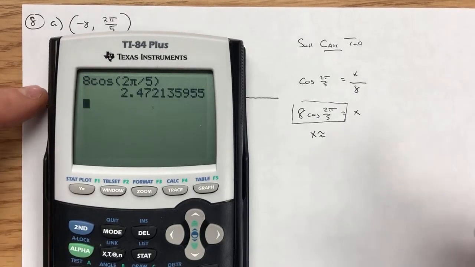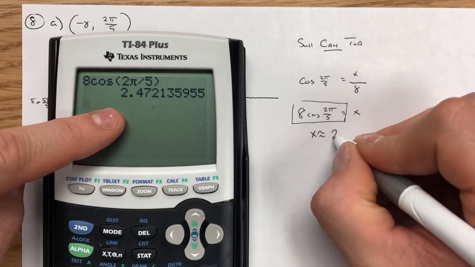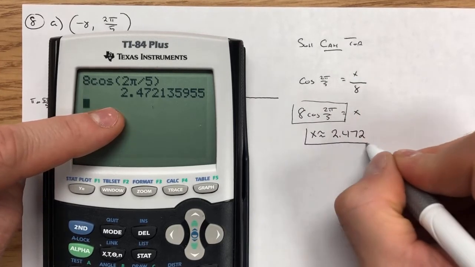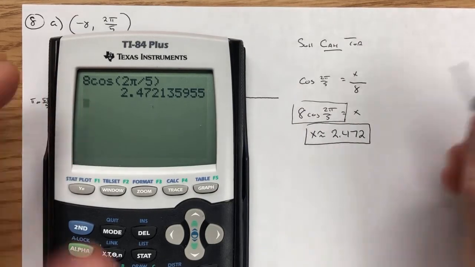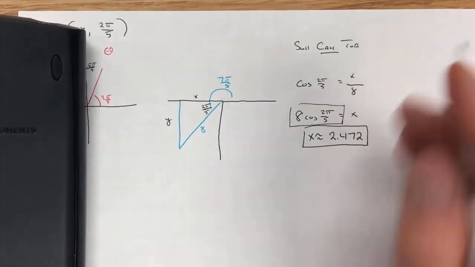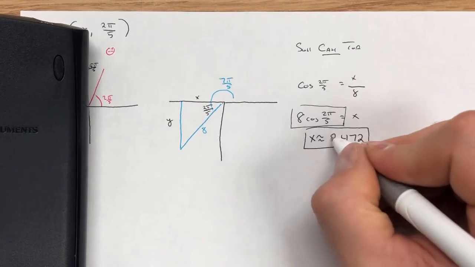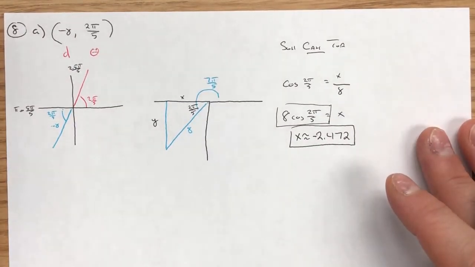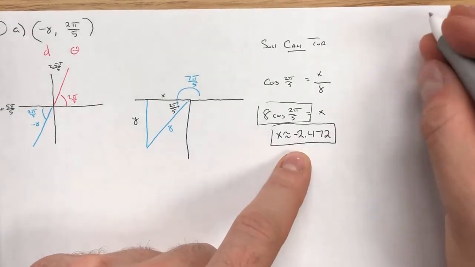Okay, so x is roughly 2.472. Actually, remember what we just said. Because x is heading in the leftward direction, that's going to be a negative 2.472. And technically speaking, I shouldn't have boxed that up because that's not the full answer. I need to figure out my y.